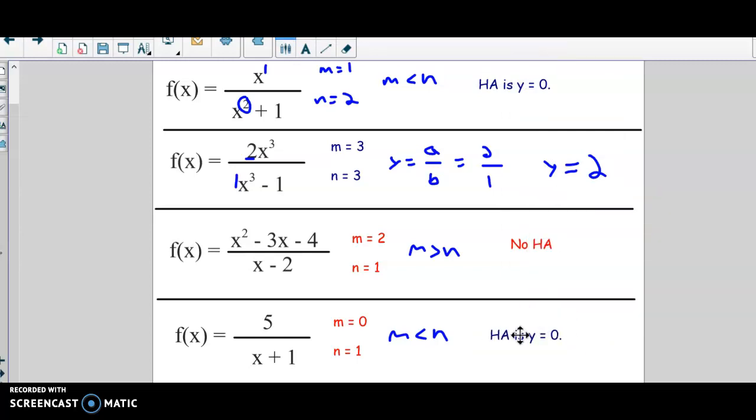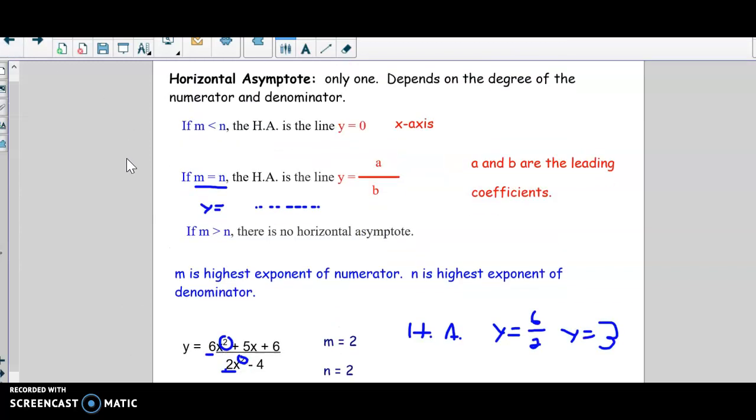That concludes how to find it. Basically, you're going to use this chart. And in the next video, we're going to put it all together, horizontal and vertical asymptotes, and actually start to make the graph of a rational expression.